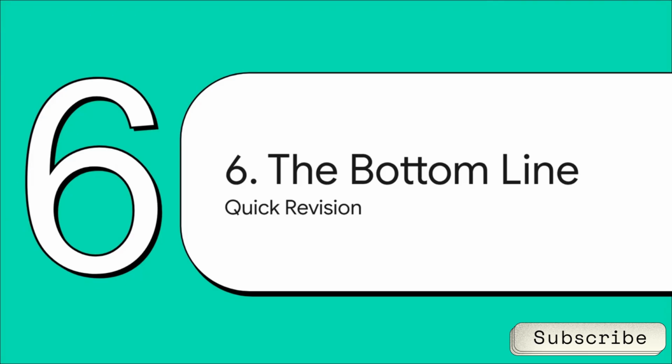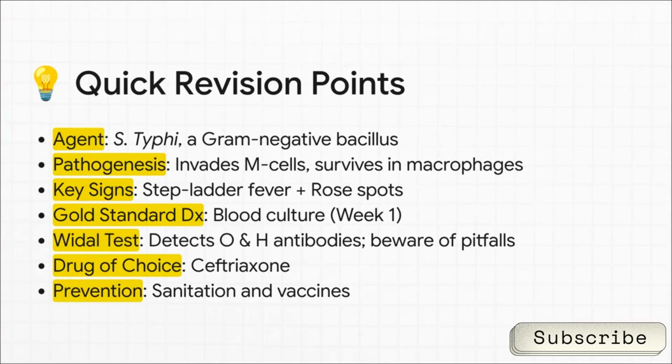All right, let's wrap this up. We're going to consolidate everything we've talked about into one final summary slide, perfect for that last-minute cram session right before your exam. This is it, your final revision checklist. The absolute must-know facts. Agent: Salmonella typhi. Pathogenesis: it invades M cells and hides in macrophages.